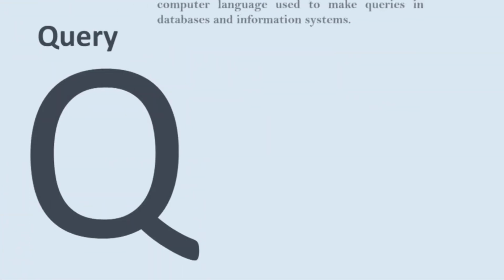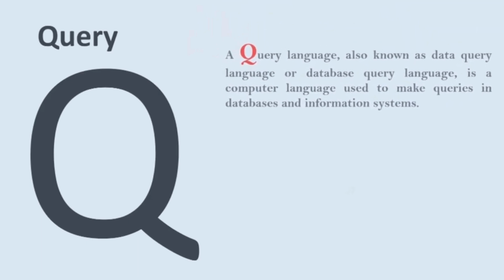We have alphabet Q. Q can be represented in the tech industry as Q for query language. A query language, also known as a data query or database query language, is a computer language used to make queries in databases and information systems.